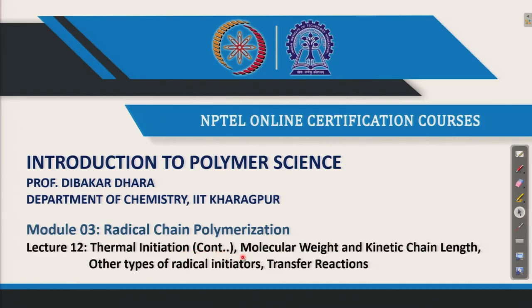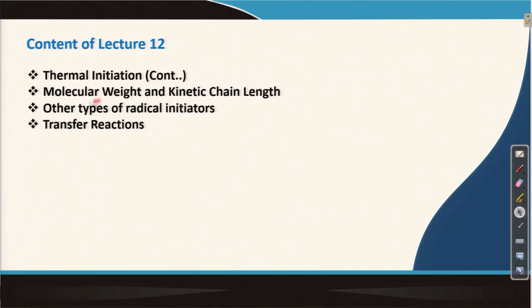Welcome back. In this lecture 12, I will continue my discussion on thermal initiation, which I started in the last lecture. And I will also talk about molecular weight and kinetic chain length. I'll also discuss a few other types of radical initiator. And I will start the discussion on transfer reactions in radical chain polymerization.